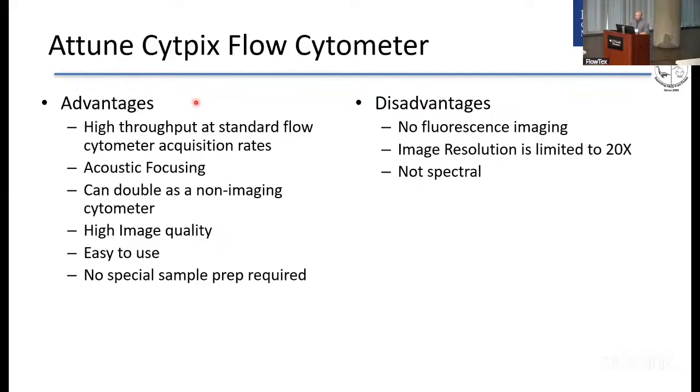And it's very easy to use, especially if you're familiar with the NxT, and there's no special sample prep required to use the instrument. You don't have to change your concentration, you don't have to change your tubes, you just prep them like you would any flow assay, put it on and run. The disadvantages are that there's no fluorescence with the imaging, the imaging resolution is limited to 20x, and there are no spectral capabilities yet, although I hope that is in the pipeline for Thermo.